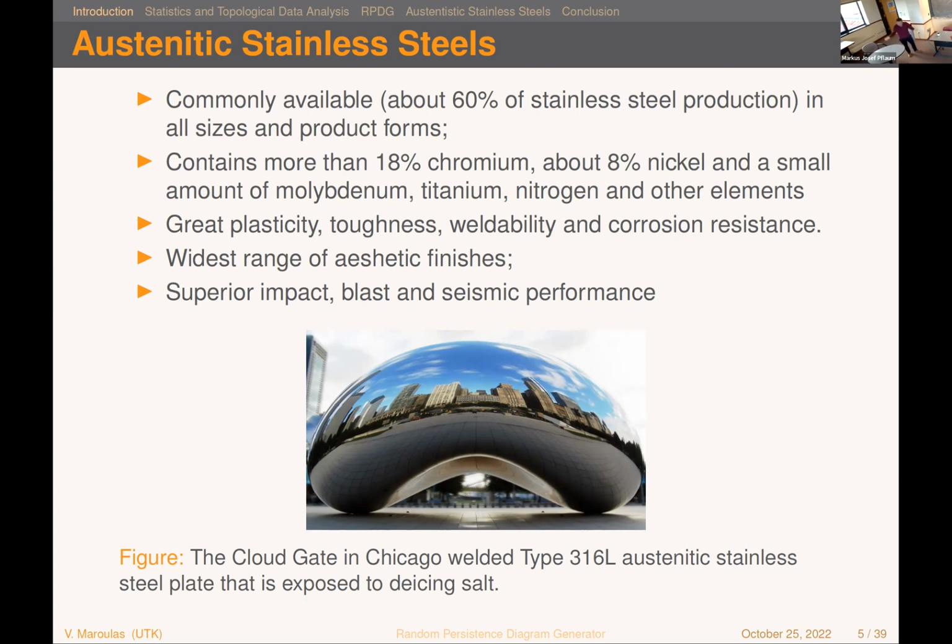And if you don't care about that, at least they look good. For example, you see the Cloud Gate in Chicago there, which is a type 316L austenitic stainless steel. It is exposed in Chicago to ice and salt all the time, but it still looks pretty good.